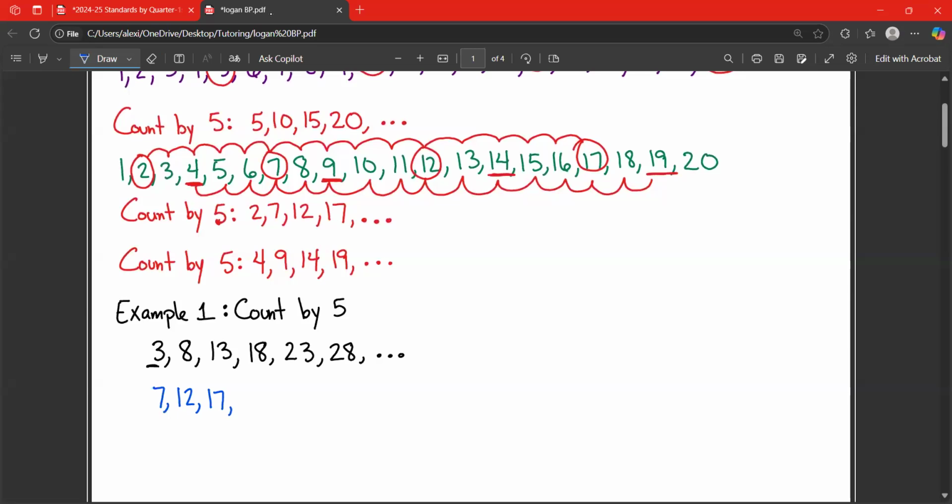If you didn't, remember, close your fists, say 12. Lift your thumb, say 13. Lift the next finger, say 14. Lift the next finger, say 15. The next finger, 16. The last finger, 17. All right, close your fists.